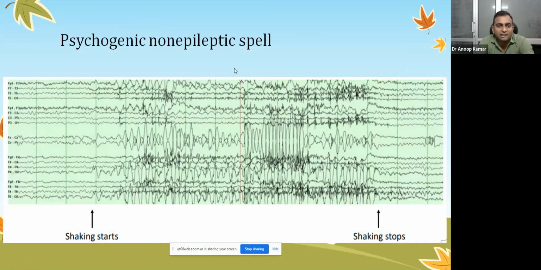Now these are the classical ones. Dr. Anup Verma sir has just described the case of the psychogenic non-epileptic case. So these are somewhat a depiction of that, where the child starts shaking and the shaking stops. Artifacts usually stop with the stopping of the movement of the body. So this is clearly showing that before the movement EEG was normal, after the movement EEG was again normal. So this is a classical psychogenic non-epileptic spell.